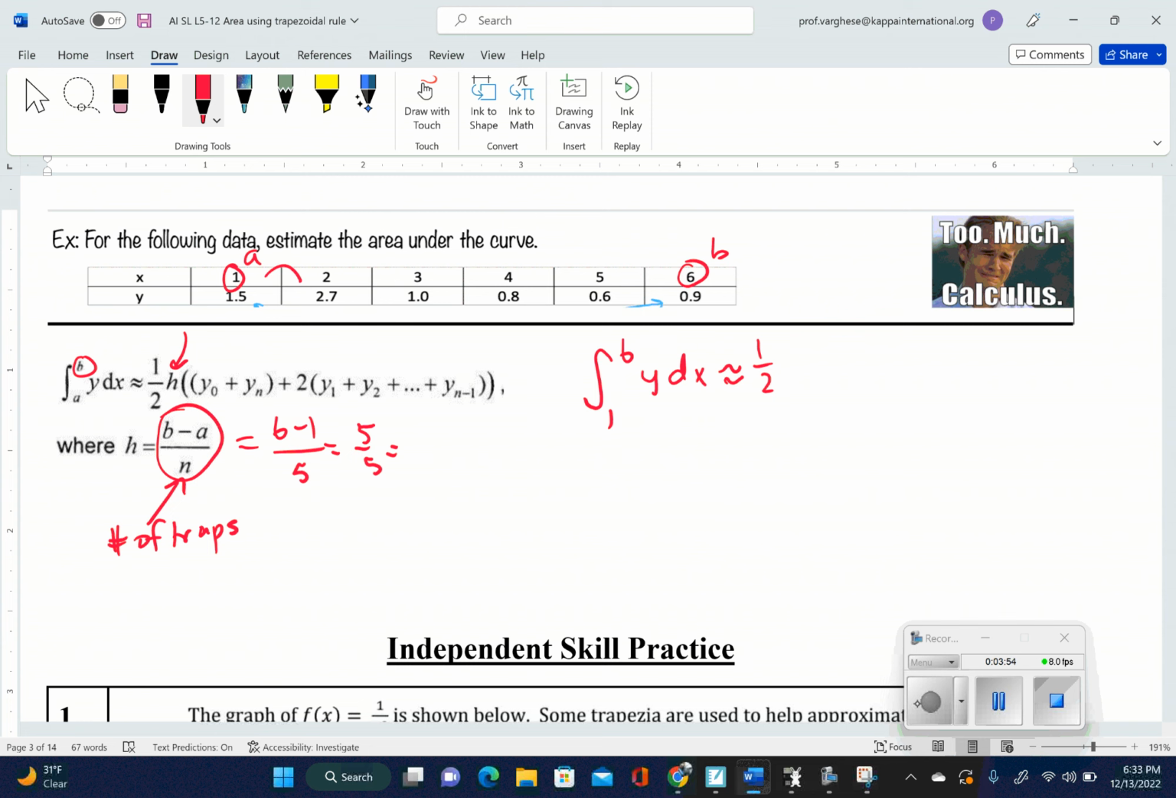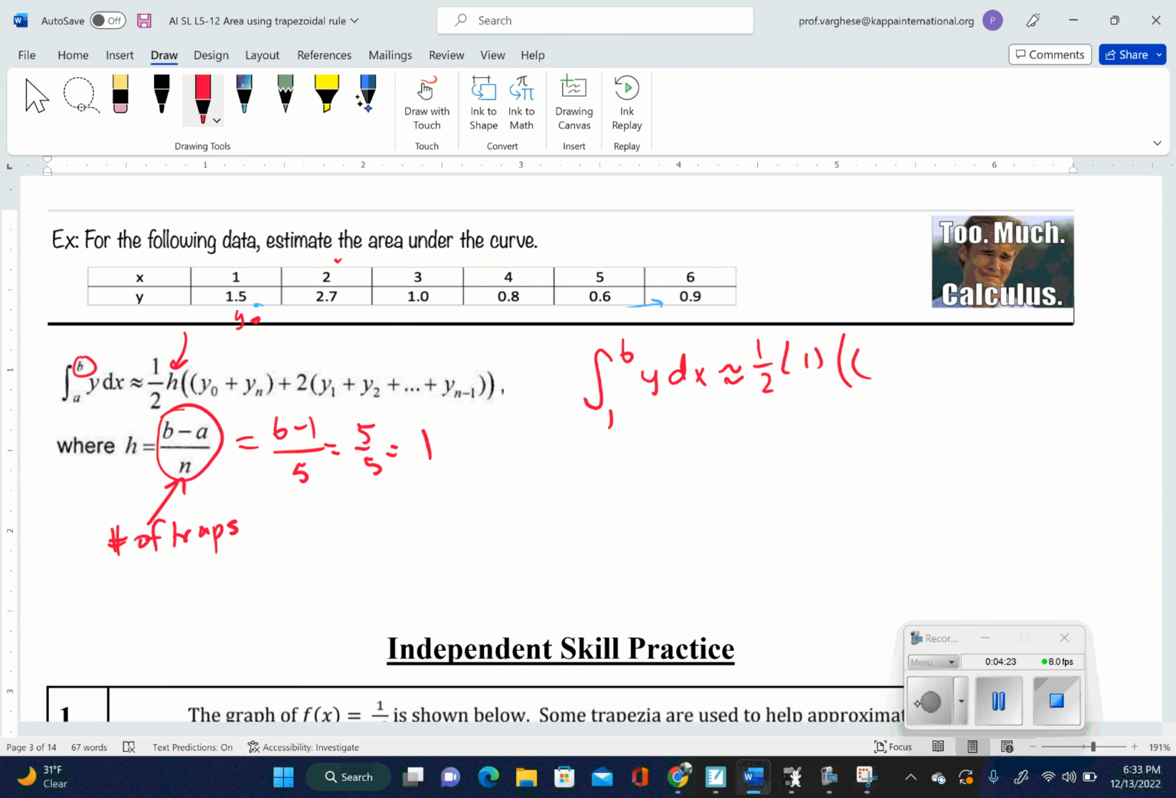This height from 1 to 2 is 1. So the height is 1. From here to here is 1, 1, 1, and 1, right? So our h is going to be 1. So I'm going to do 1/2 of 1. And then I'm going to open up double parentheses right here. And so now y0, let me just go ahead and erase all of this stuff right here. So our y0 is going to be this first number right here.